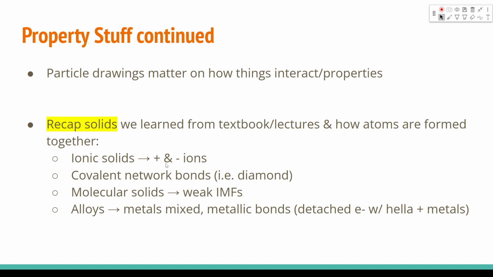Ionic solids are with our different ions. Our covalent networks are the ones with covalent bonds that we're going to talk about a little bit more in this section. Molecular solids I already briefly talked about earlier, and will talk a little bit more. And then alloys or metallics, we got our metallic bonds.